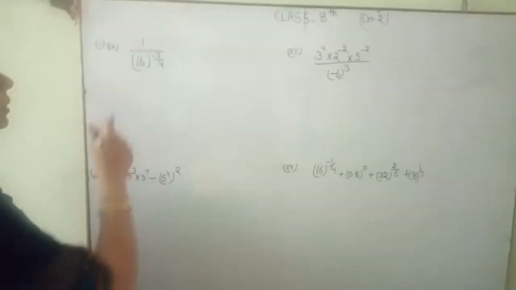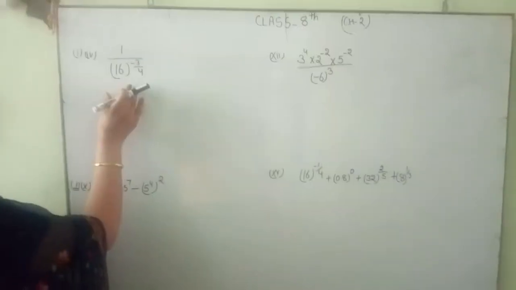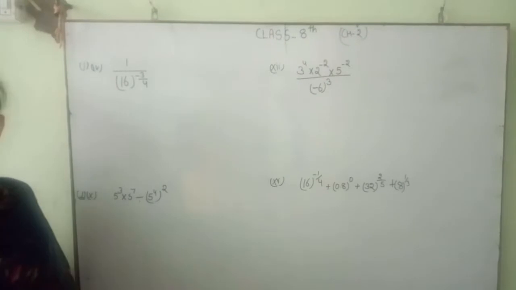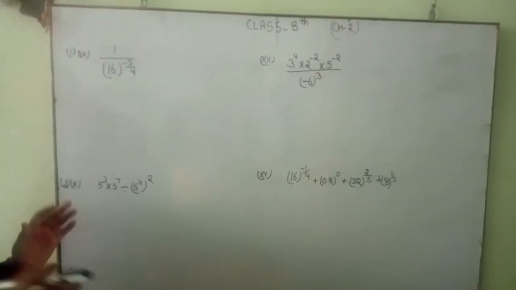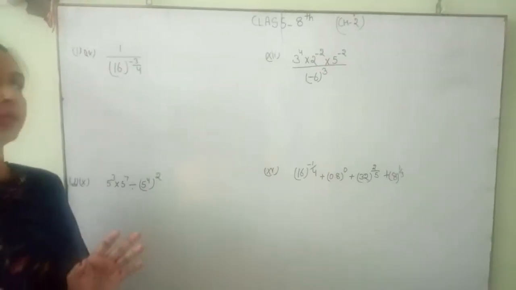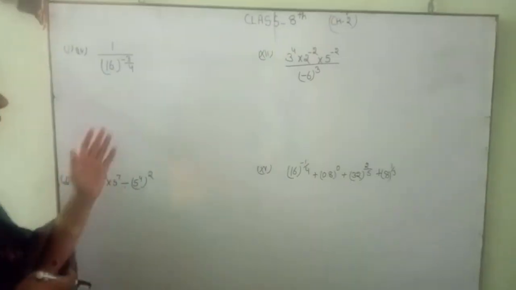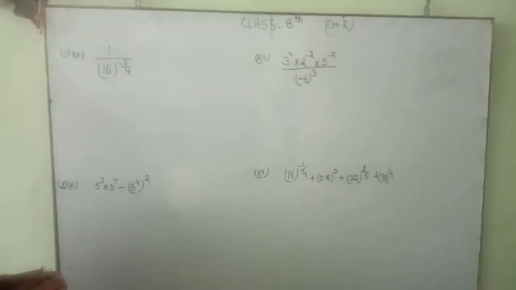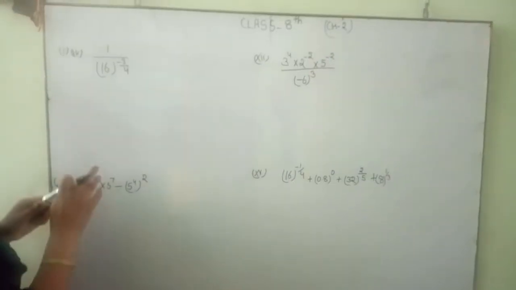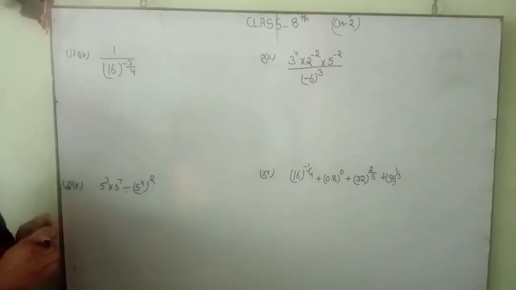Students, this is question first, part number 4: (1/16) raised to the power minus 3/4. We already explained all the rules of this chapter, so today we only solve this problem. (1/16) raised to the power minus 3/4.